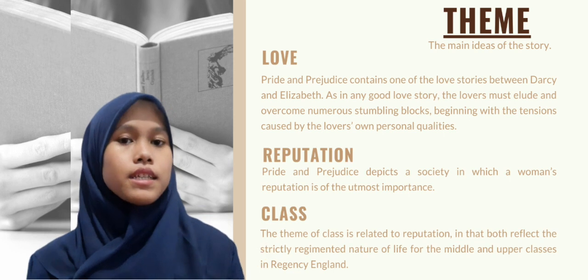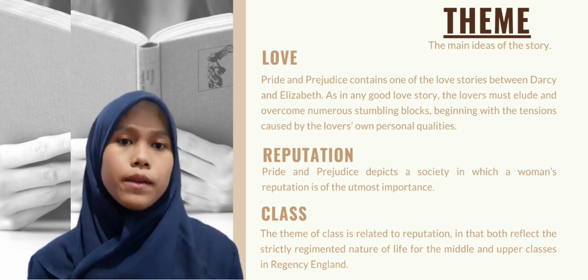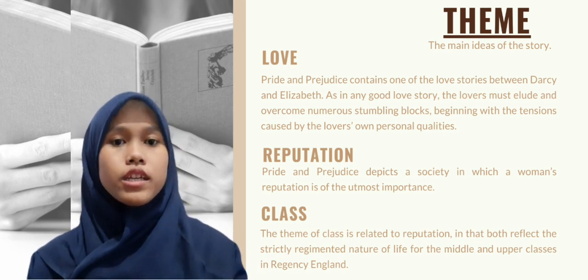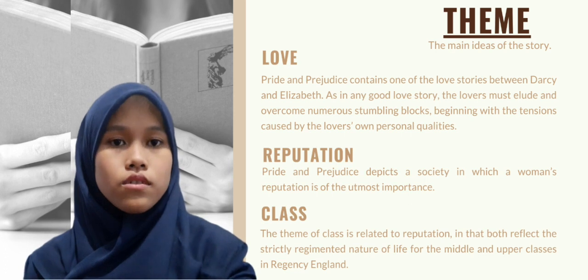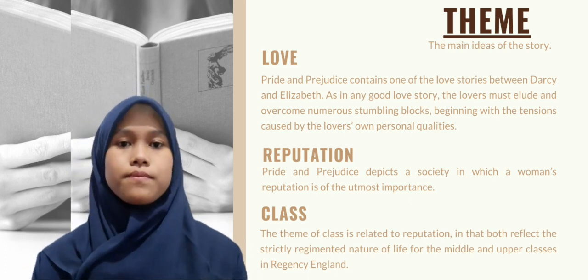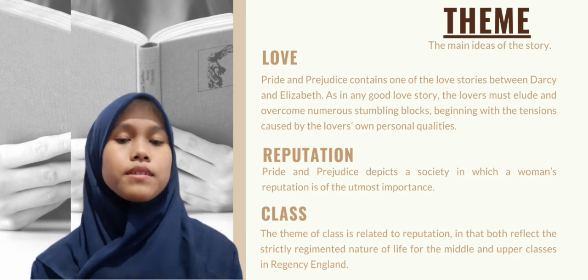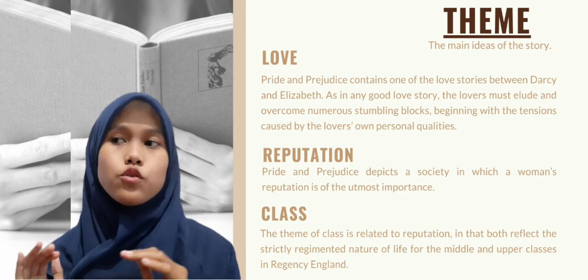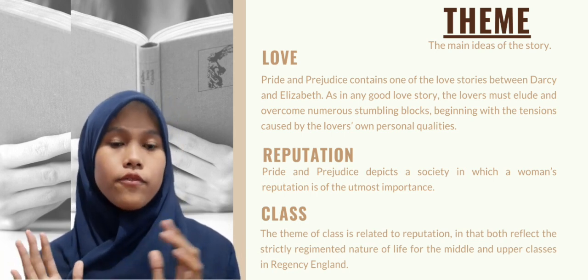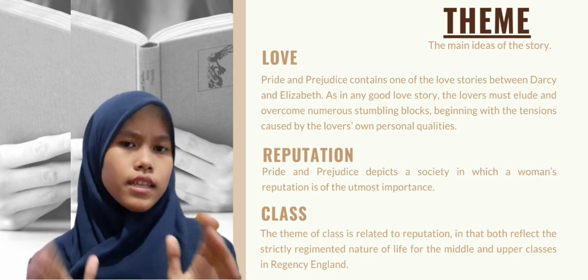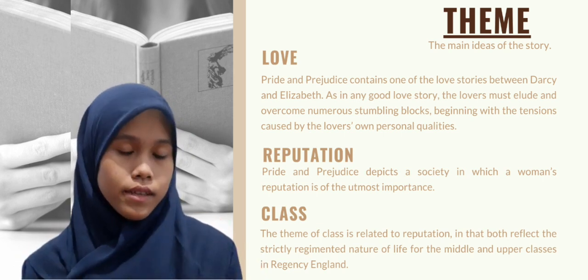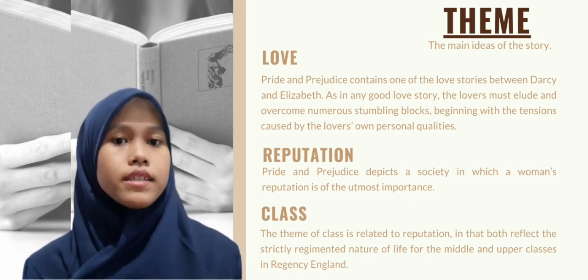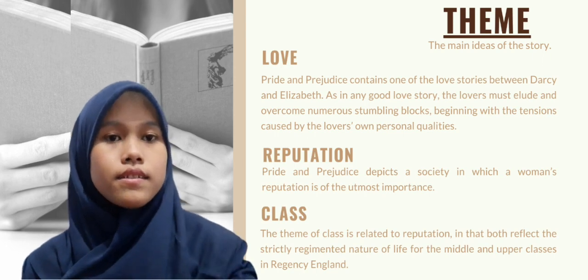And the second theme is reputation. Reputation depicts a society in which a woman's reputation is of the utmost importance. And the third theme is class. The theme of class is related to reputation, in that both reflect the strictly regimented nature of life for the middle and upper classes in Regency England.